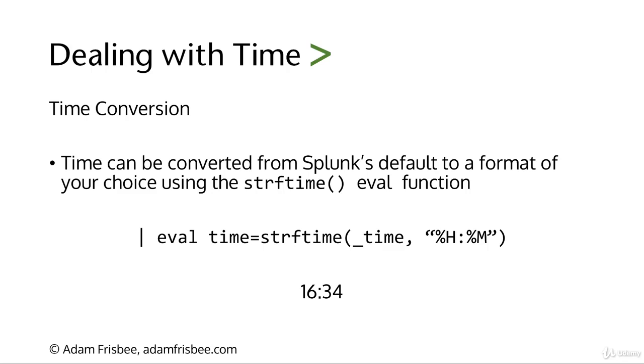So here's how the eval command works in that scenario. It's after a pipe because it's a command. We use the keyword eval. Then we name the new field. So in this case, I've just done time, but you could do timestamp or whatever you want, really. Equals, and then the keyword strftime, then parentheses, the original field, which in this case is _time, comma, and then in quotes, the variables that represent the new format of the time that you want. And we'll take a look at those on the next slide.